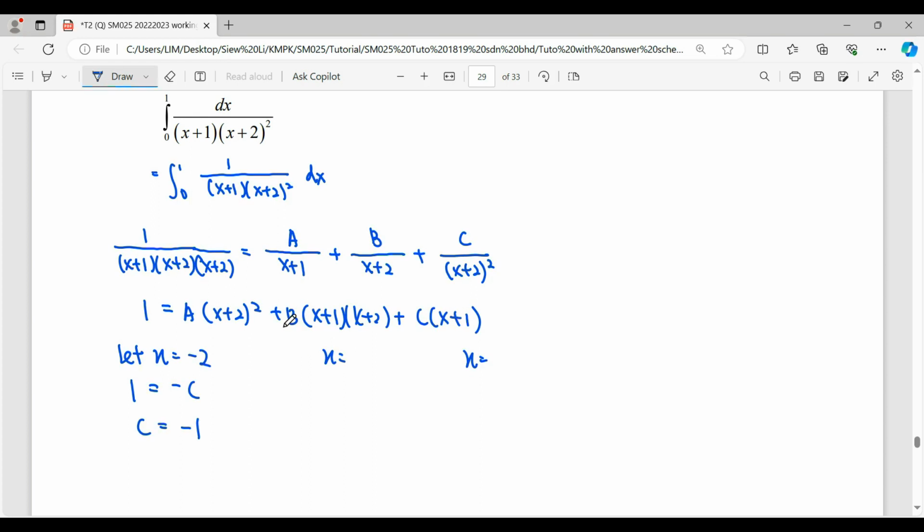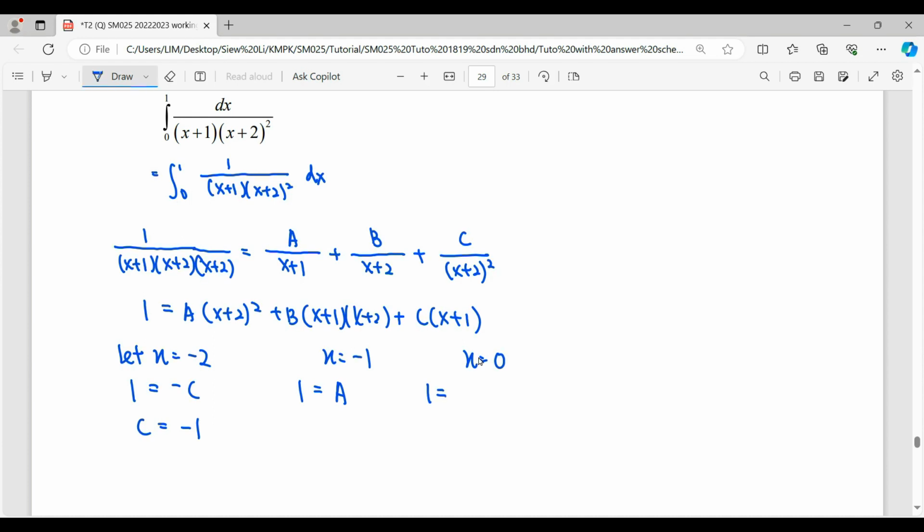Then we continue. Substitute another x value. The x value we can pick is x equals negative 1. When we substitute, negative 1 plus 2 gives 1. Here will make us 0 and 0, so therefore we get a equals 1. For another value, since we don't have any other roots, we just put a random number. Let's say I put 0.